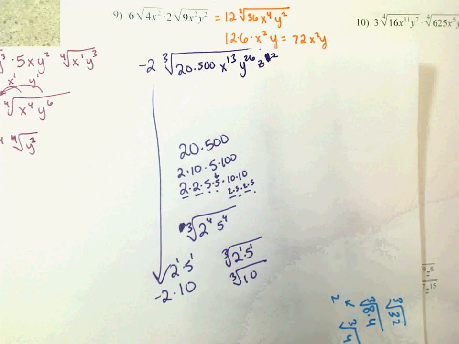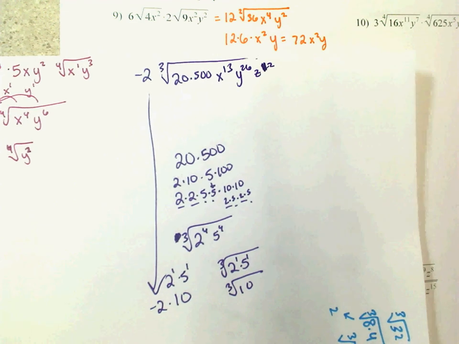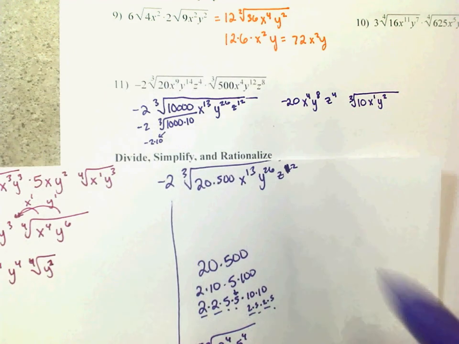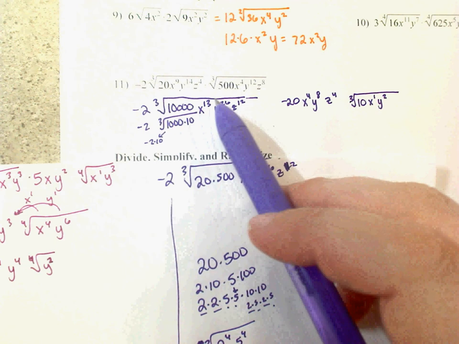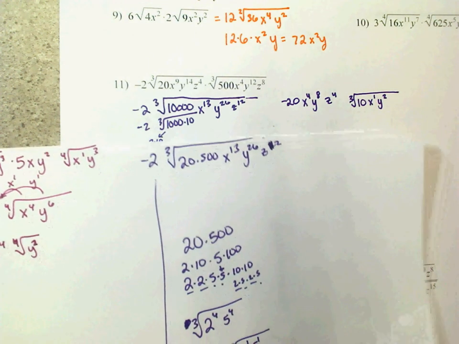So you can either break it down in prime factors if you don't have a calculator, or you might be able to go ahead and just multiply out 20 times 500 and look at your power chart and see. The numbers are not going to be that large on the test without a calculator, but it's not like it's something you couldn't do.